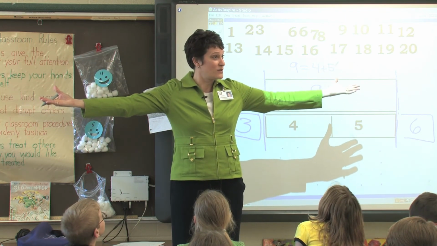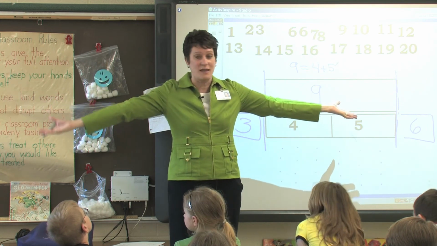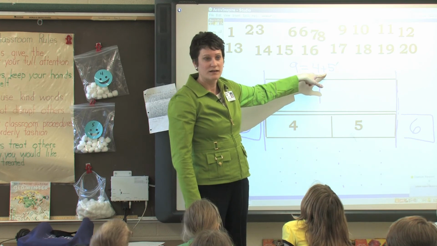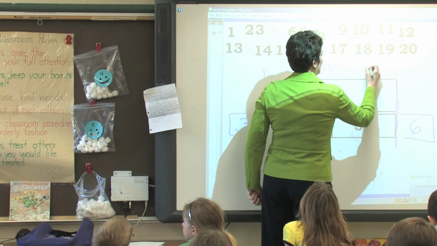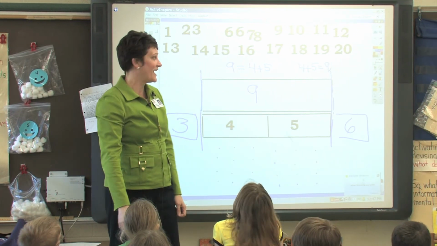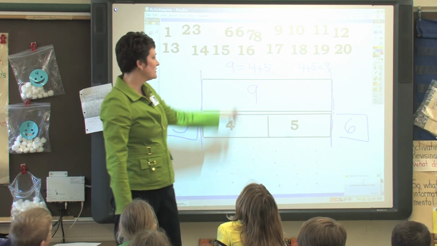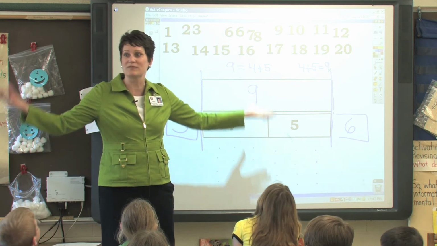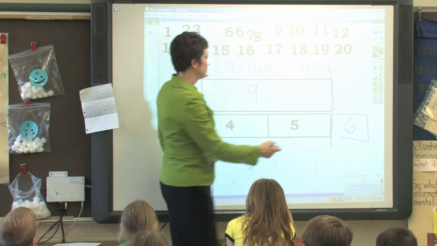It balances out, doesn't it? It's the same on this side as the same on that side. 9 is the same as saying 4 plus 5, right? You're just used to looking at it this way. Right? Yeah. But did you know you could also write it that way? And it means the exact same thing because it means the same thing on each side of that equal sign.